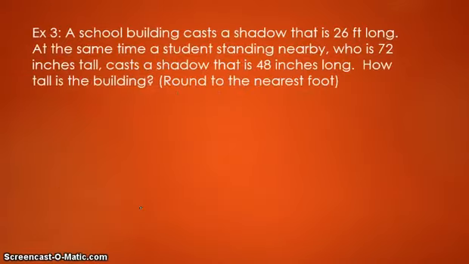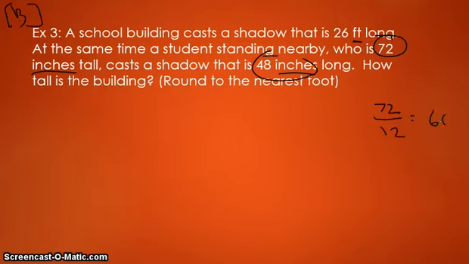So here's the example. And again, if you want me to put it, it's still part B. Example 3: a school building casts a shadow that is 26 feet long. At the same time, a student standing nearby who is 72 inches tall casts a shadow that is 48 inches long. How tall is the building? Okay, first thing is these two numbers are important. This is in feet. These are in inches, right? So let's change those to feet. So let's say 72 divided by 12, which is how many inches are in a foot. That gives us 6 feet. And then down here, 48 divided by 12 is going to be 4 feet. So those are what we're going to use instead, these two, rather than 72 and 48.